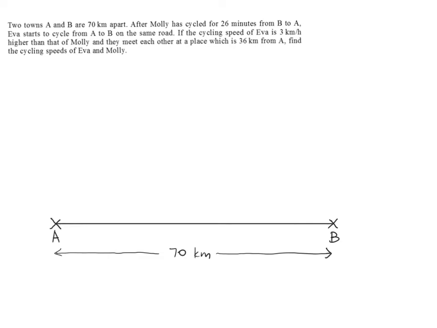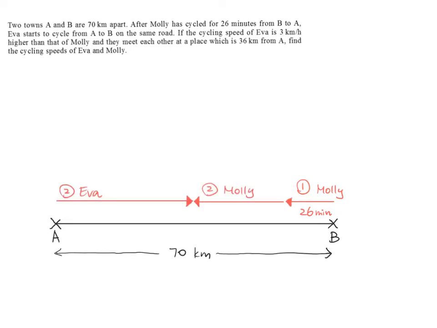Let's continue our discussion on quadratic equations applications on rates. Let's say we have town A and town B and they're 70 km apart. First, Molly started cycling from B to A for 26 minutes. And then after 26 minutes, Eva started cycling from A towards B while Molly continues. And then they finally meet at this point, 36 km from A.